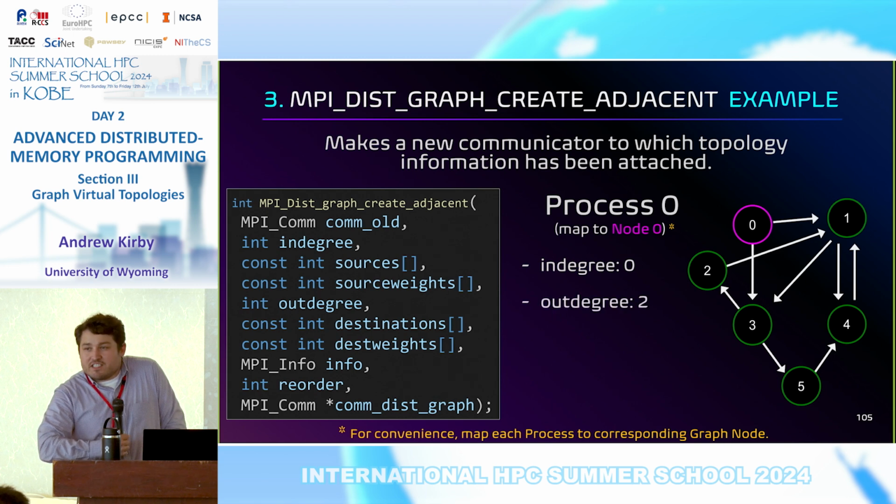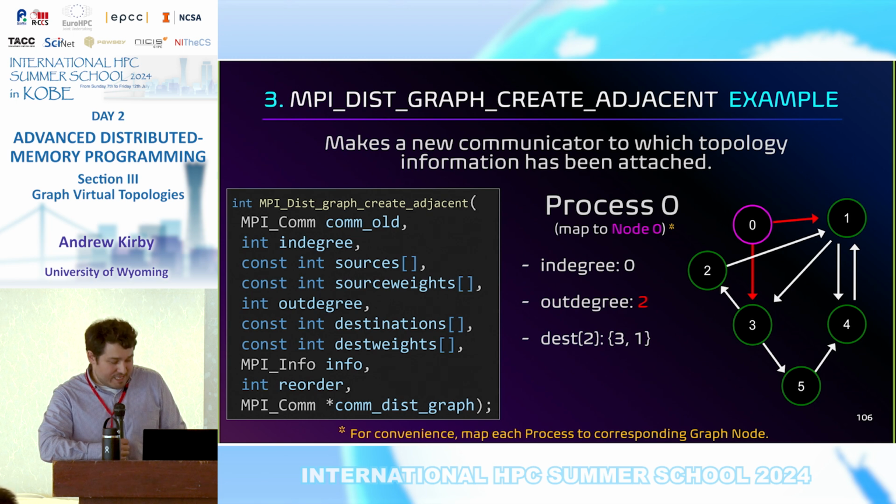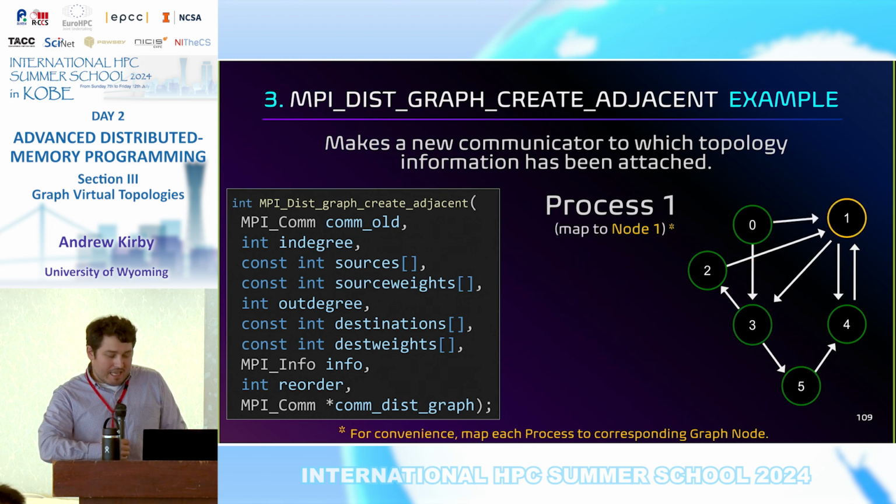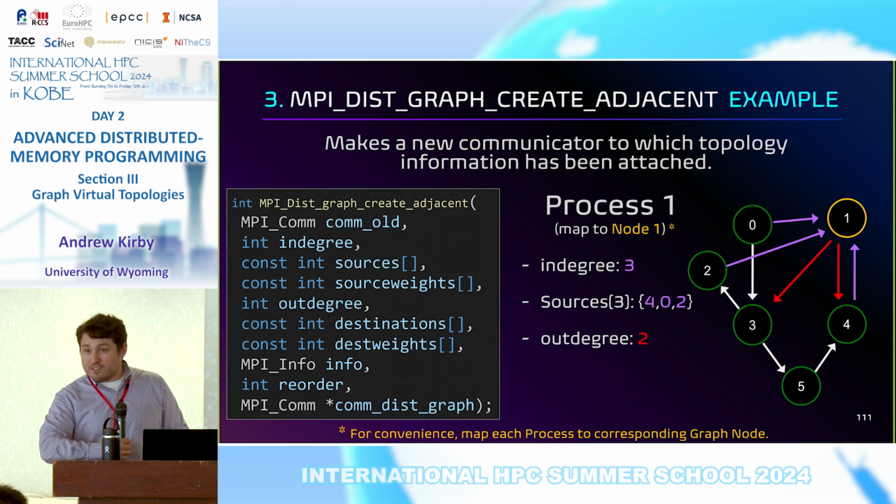Skipping to out degree, there's 2 connections going out. And where do they connect to? They connect to nodes 3 and 1, right? Makes sense. Okay, process 1, again, we see in degree 3, then we list out all those nodes that connect to it, out degree 2, and we list all those destination nodes. Makes total sense. And then everyone else is responsible for constructing their own.